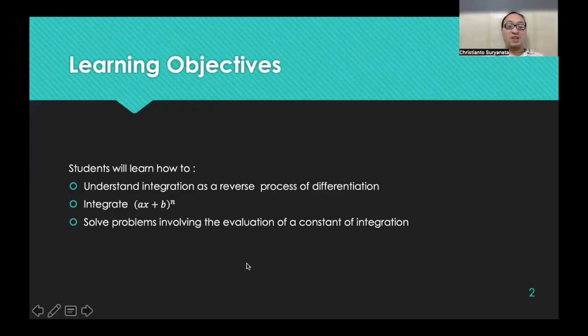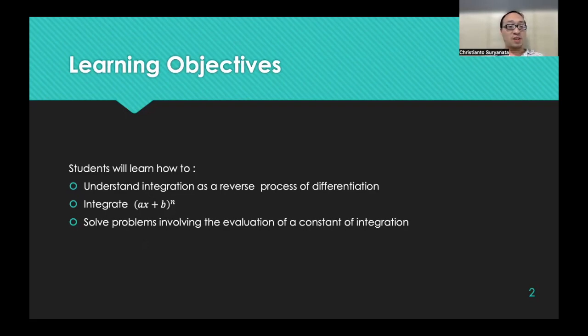These are the learning objectives. At the end of the video, I hope that you can understand the integration process as a reverse process of differentiation. Before we study integration, you have to understand differentiation, because integration is the reverse process. So if you don't know about differentiation, please study differentiation first.